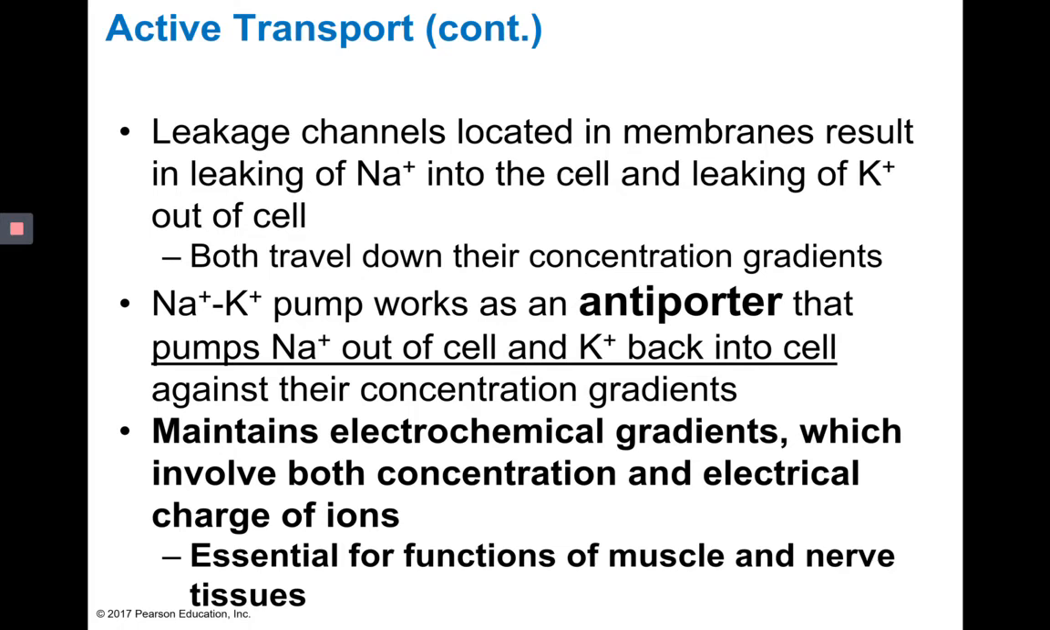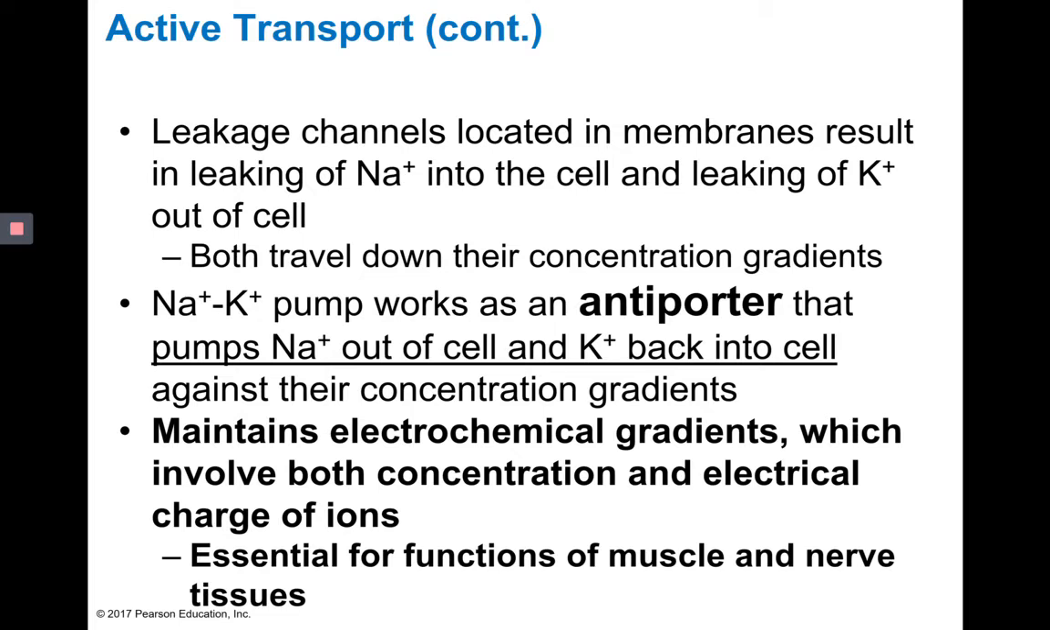So active transport uses the sodium-potassium ATPase, but there are also leakage channels located in membranes that result in leaking of sodium and potassium. And so even though the sodium-potassium ATPase is the main active transport protein and it's moving sodium and moving potassium, some of it's also leaking in and out of the cell.